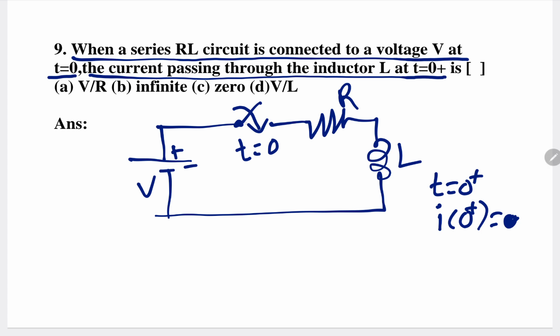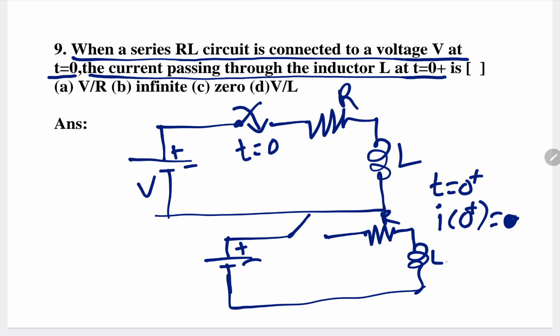Before the switch is closed, the switch was in the open condition like this. So this is a resistor R and an inductor L. As the circuit is open, there is no current flowing through the inductor. So the current flowing through the inductor is I equal to 0. It means I of 0 minus equals 0. I of 0 minus equal to 0 means before the switching operation, before the power supply is connected, the current through the inductor is 0. As an inductor does not allow sudden changes in current, before the switching operation the current is 0.